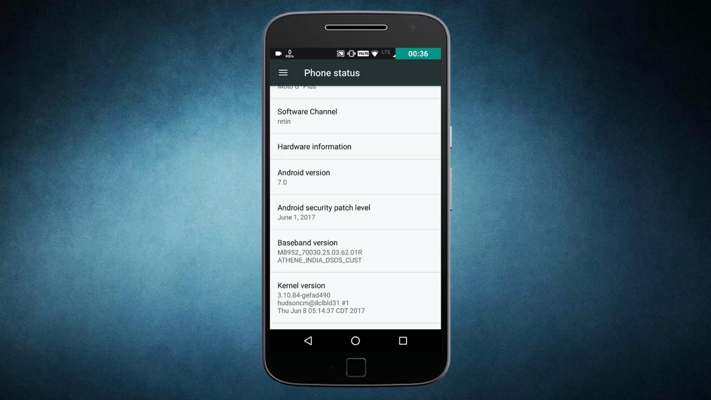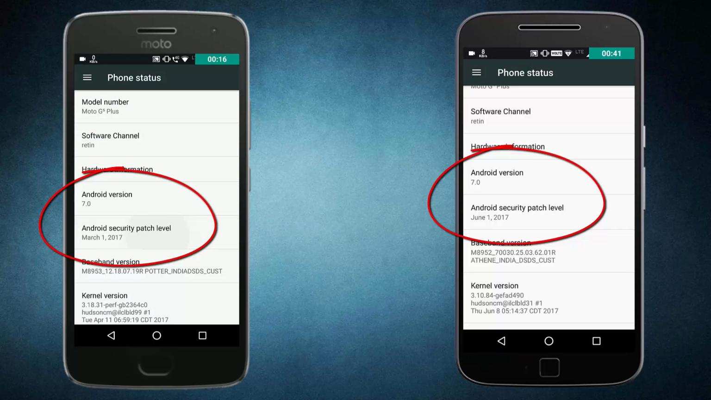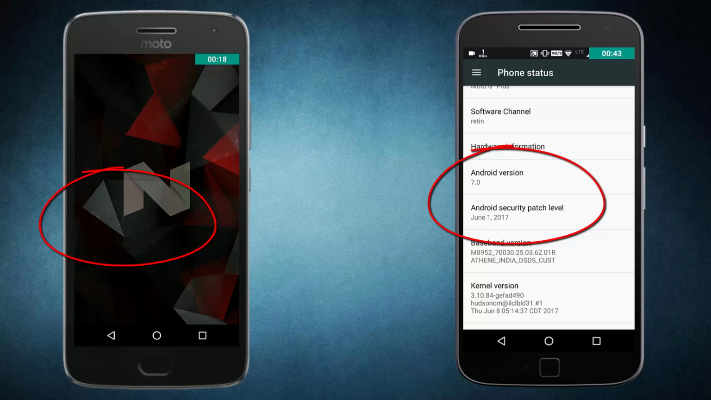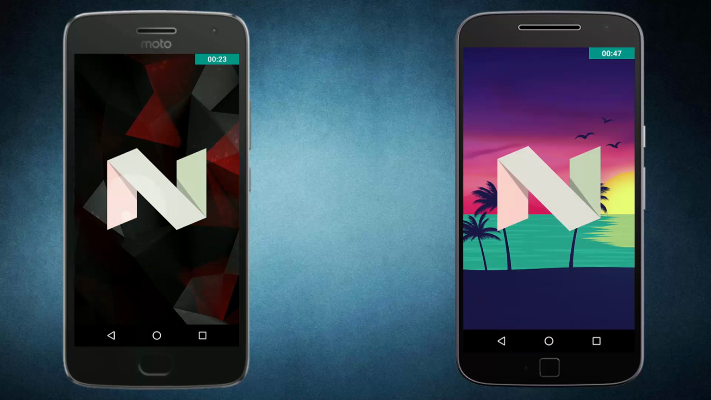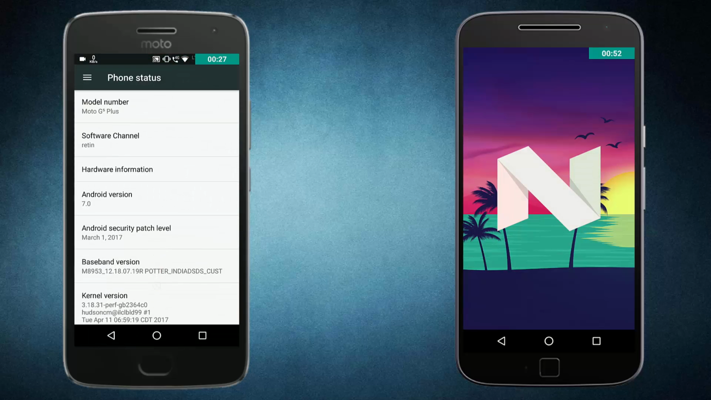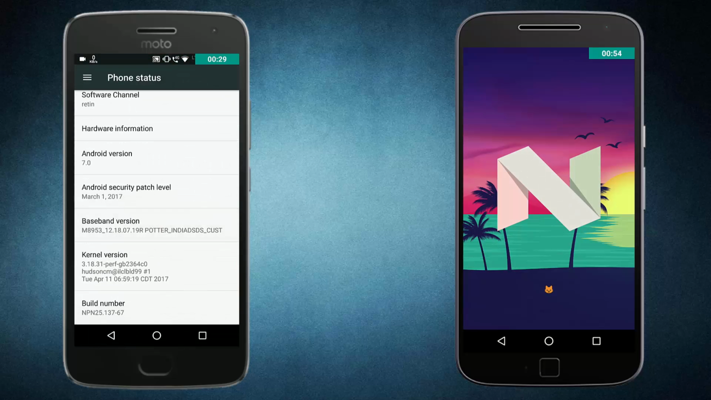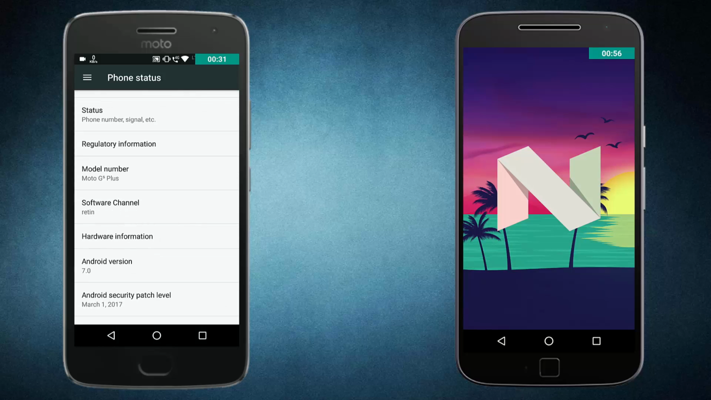If you get the update early, you have to compromise with it. Even the Moto G5 Plus, which is one generation better than the Moto G4 Plus, is still running on Android Nougat 7.0. Moto G5 Plus is also still running on the March 2017 security patch, whereas the Moto G4 Plus got the June 2017 patch update.